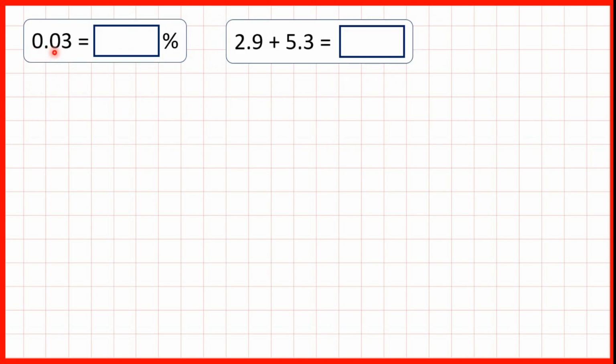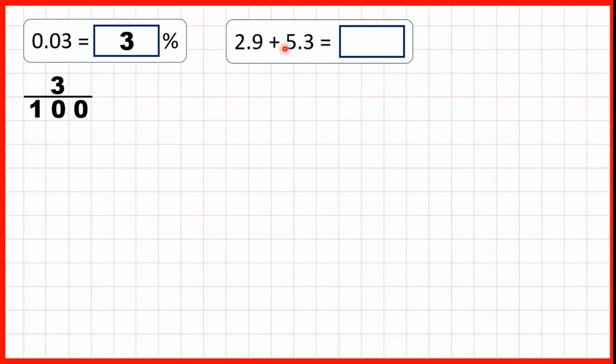Now 0.03 is what as a percentage? Well, we should know our decimal place values. After the ones we have our tenths and we have our hundredths, and all we have here is a 3 in the hundredths. But percent means over 100, so we have 3%, and it's really important to write 3%, not 3 over 100%, because the percent already means over 100.